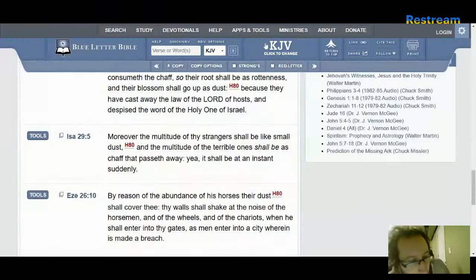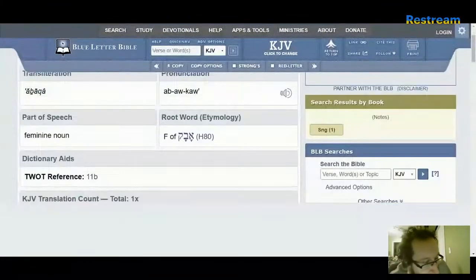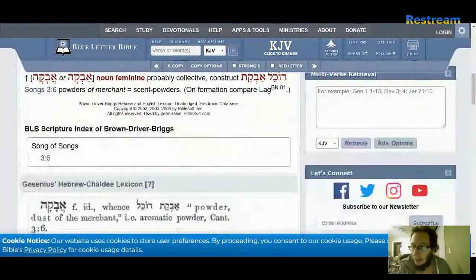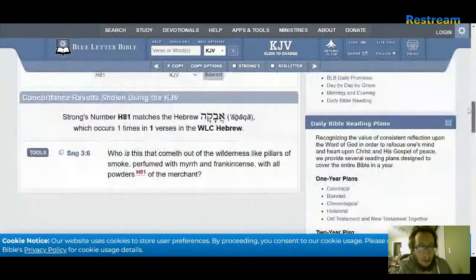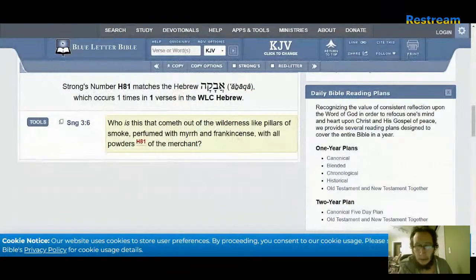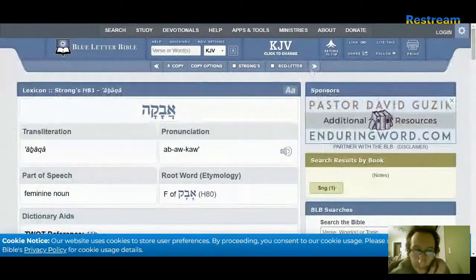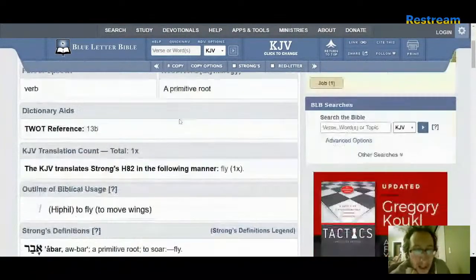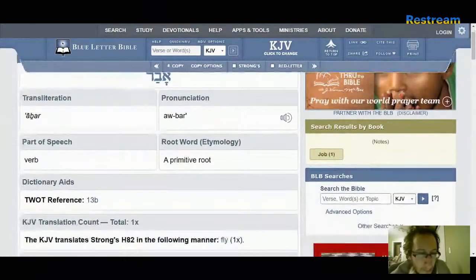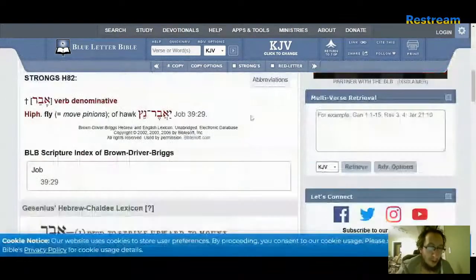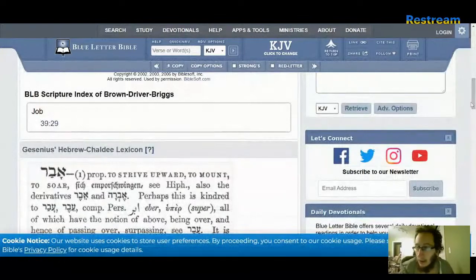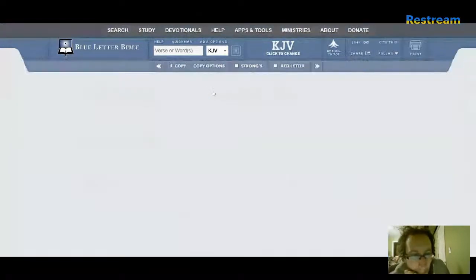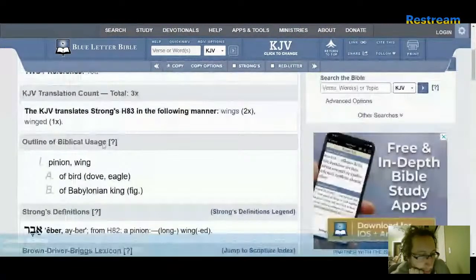Where's this next? Abaca, it's aromatic powder. So in Song of Solomon, with all powders of the merchant. Ebar, okay, fly, and it's related to that word wing. So obviously you fly with your wings. So this word can be used as a verb to mean to fly. It can also be the word wing itself. So, yeah, see, wing.